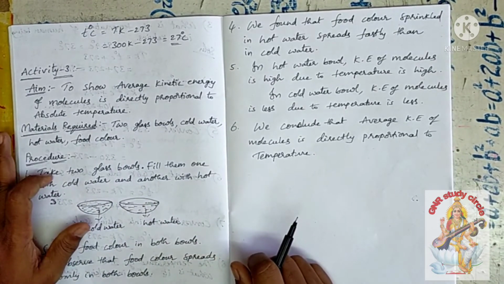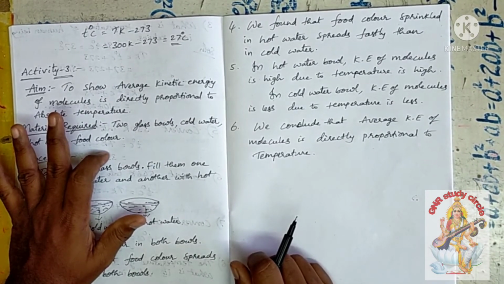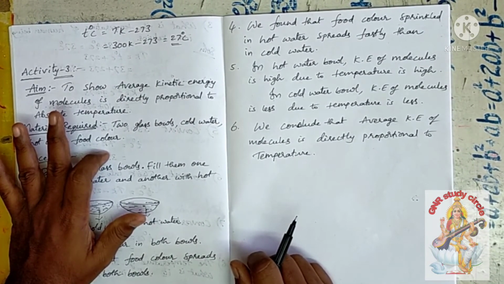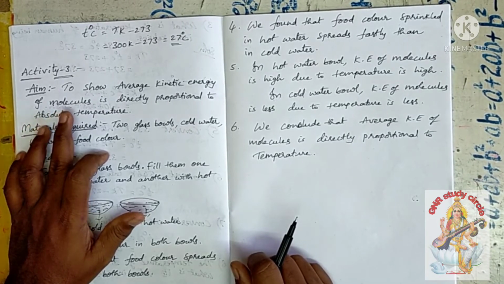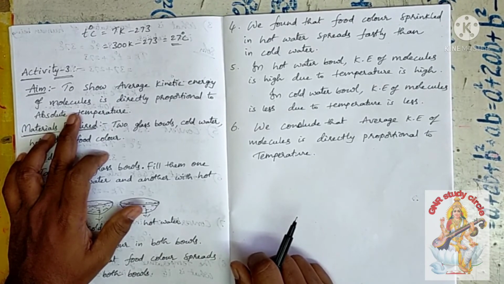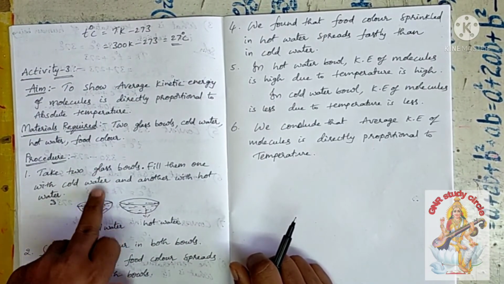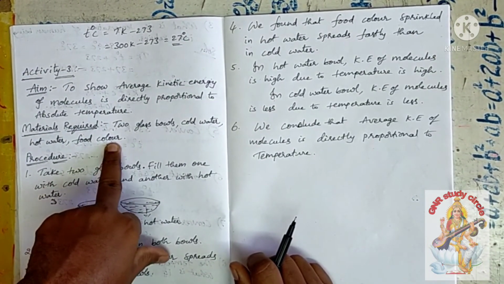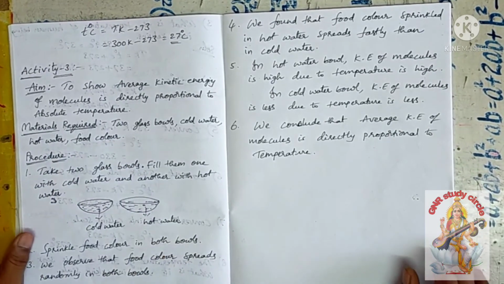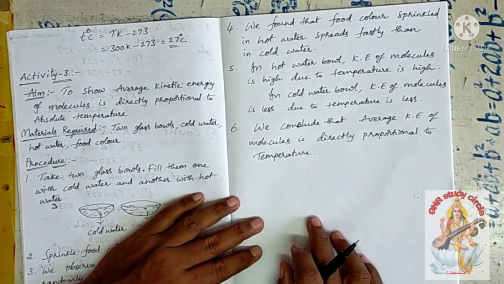In this question there is a chance that instead of food color he can take turmeric powder or kumkum powder. So two bowls are taken, one is filled with cold water, another is filled with hot water. Take some turmeric powder and sprinkle in both. In which bowl does that turmeric powder spread very fast? Why? That is the question he will ask. For that also we have to write the same answer. Instead of food color we have to take turmeric powder. This is about activity 3. Very important for 2 marks.